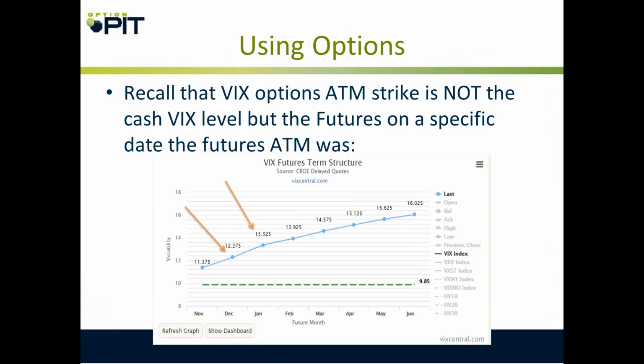So, all right, using VIX options, this is important. Recall, the VIX options' at-the-money strike is not the cash VIX, but the futures VIX. So every month has its own at-the-money option. At this time, the at-the-money for the November options was 11.5. For December, call it 12.5. No, January, 13.5.